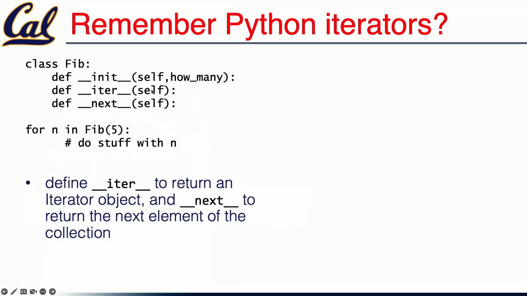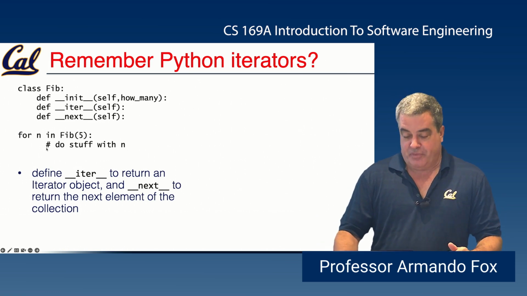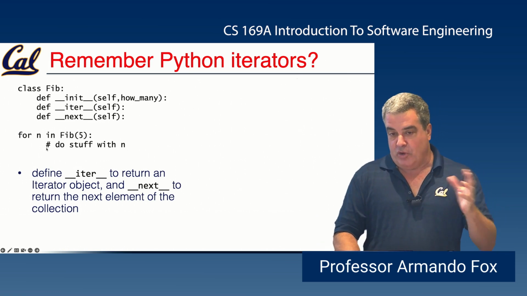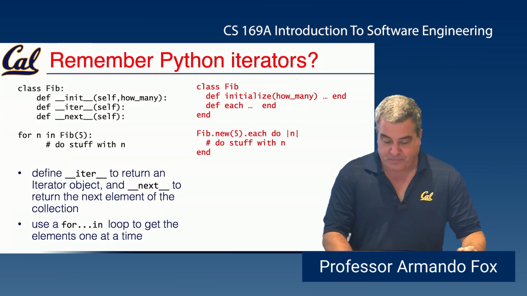We could construct an iterator saying how many of those values we're interested in generating. And we have to define a method called __iter__ that will return an iteration object, and a method __next__ that knows how to generate whatever the next thing in that iterable should be. Then when we want to use it in our code, we might say something like for n in fib(5), and then we do stuff with n. So the Pythonic version is actually not too far structurally from an equivalent Ruby version.